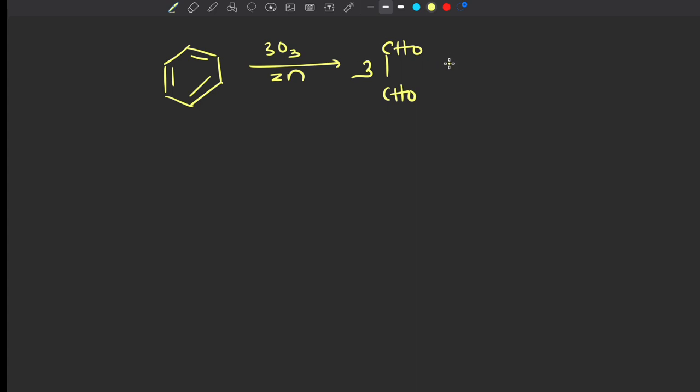So if I want to write the product in the same fashion, this is one compound, this is one compound, and this is one compound. Each is CHO-CHO.